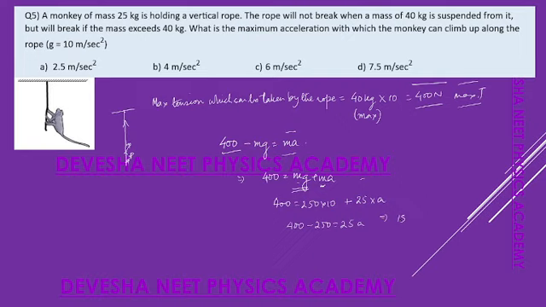So 150 is equal to 25a. It means a is equal to 150 by 25, which is 6 meters per second square. This will be the answer. So the answer is C here.